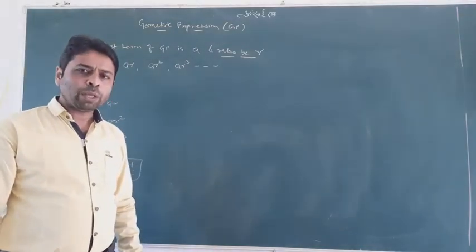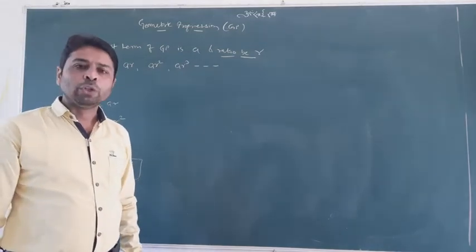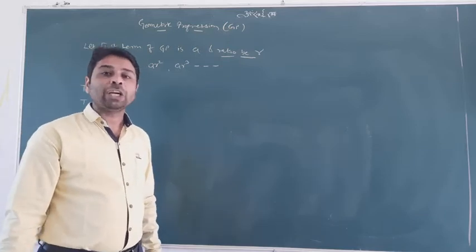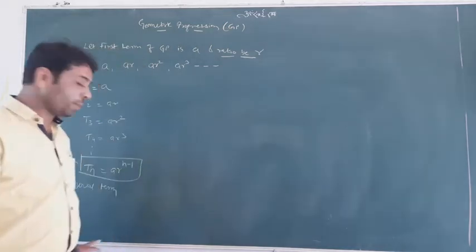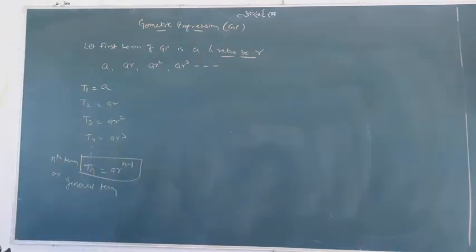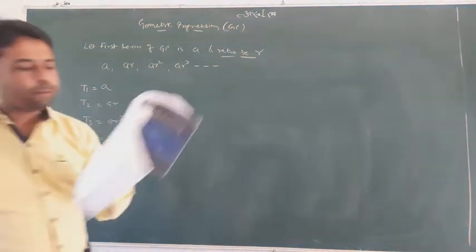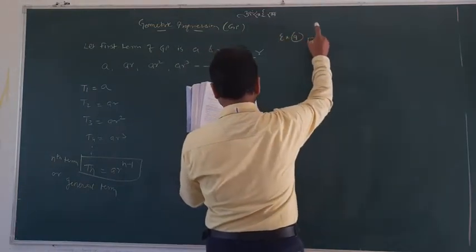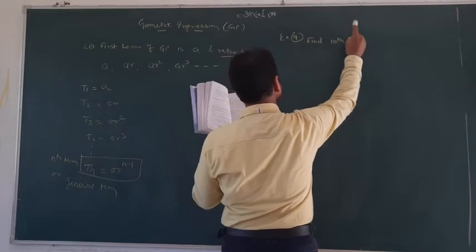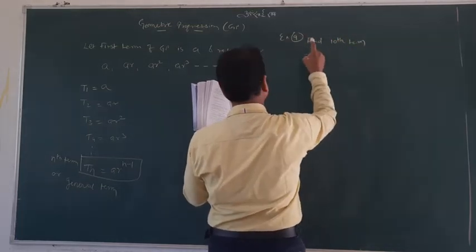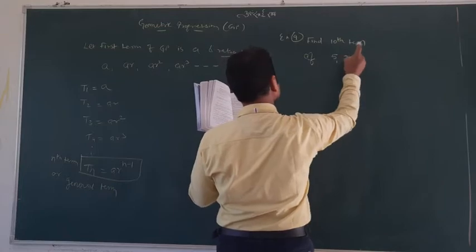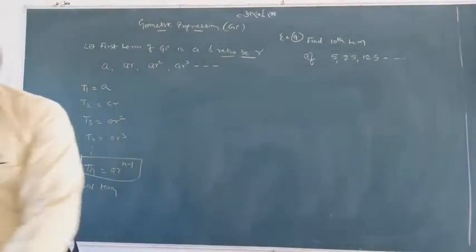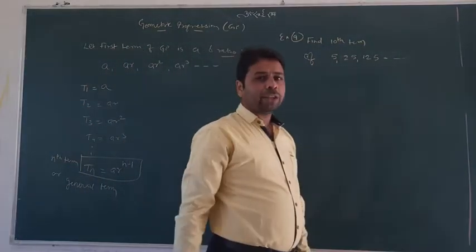And I don't want to tell you the importance of the formula because you already know and you studied in AP that whenever we want to find any term of GP, you can use this formula. Like what? I just want to put one small example. Example number 9. Find the 10th term of GP 5, 25, 125 and so on. So students, it's nothing hard. We want to find the 10th term of GP.